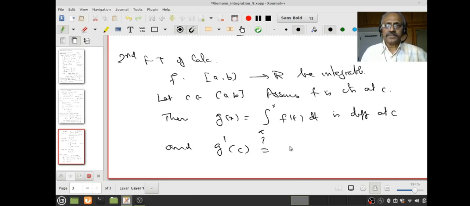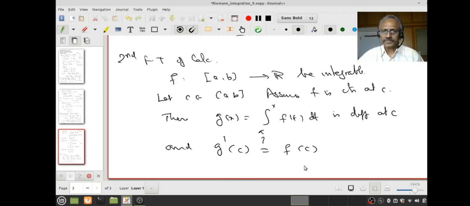Integration is a reverse of differentiation, right? Therefore, if I integrate, then I differentiate, what should I get? I should get the function itself, f of c. In particular, do you understand? Please take some time to understand the statement. Do not be in a hurry.